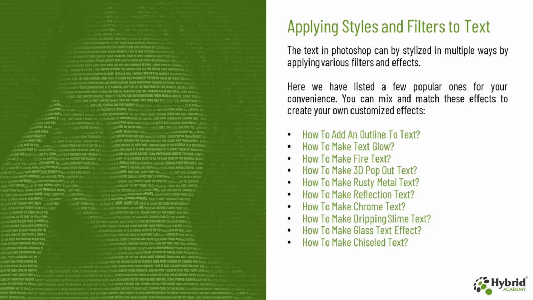So some of the popular styles are how to add an outline to the text. This we have already seen. How to make text glow. How to make fire text. How to make 3D pop-out text. How to make rusty metal text. How to make reflection text. How to make chrome text. How to make dripping slime text. How to make glass text effect. And how to make chiseled text. Let's see these options in Photoshop.